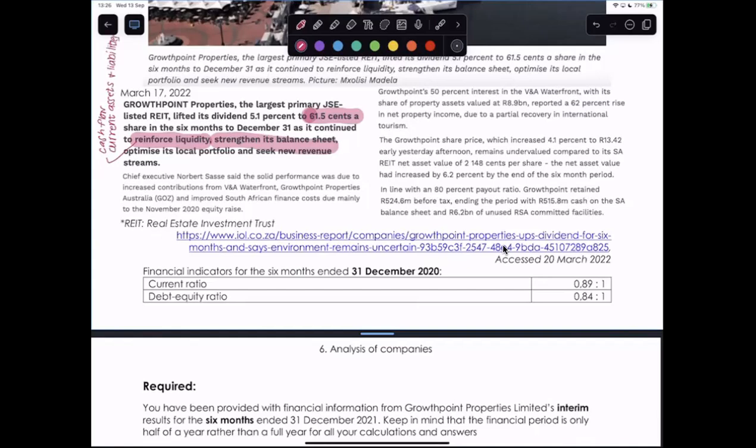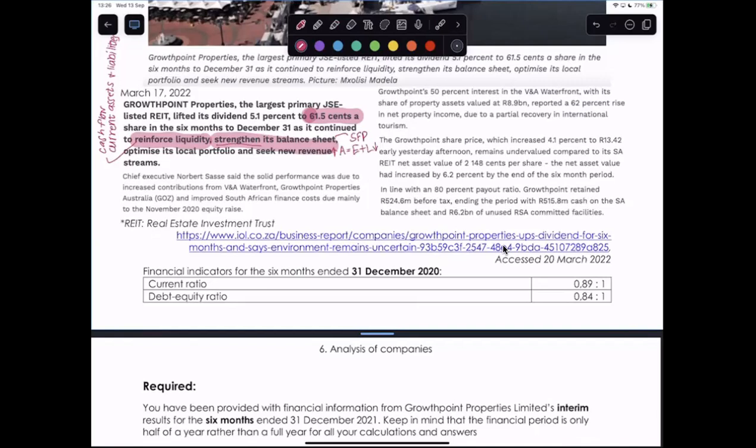Strengthen its balance sheet. What is a balance sheet? Well, you should hopefully recognize that they're referring to the statement of financial position, which used to be called a balance sheet, although the International Financial Reporting Standard refers to it as a statement of financial position instead. Many people still use the term balance sheet. Strengthening the balance sheet simply means that, if it's representing the accounting equation, either your assets are going up or maybe your liabilities are going down. That would strengthen the financial position of the business.